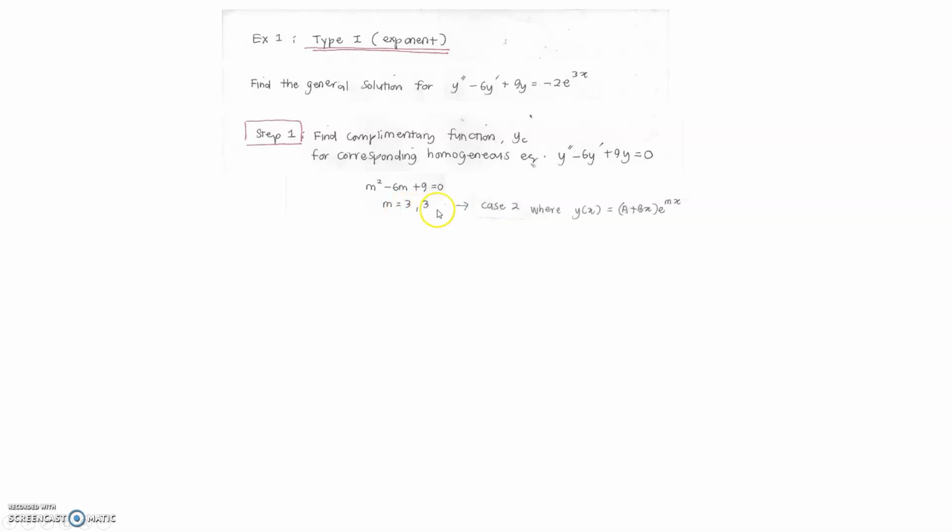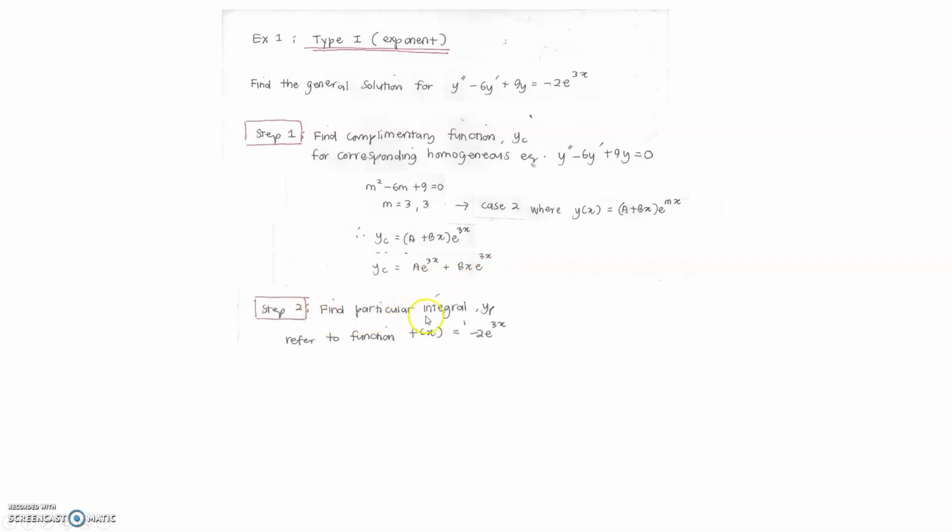This is case number 2, where your solution for the homogeneous equation is a plus bx multiplied with e^(mx). This m value represents the root. So the complementary function yc is equal to a plus bx multiplied with e^(3x). You can expand your equation so that yc is equal to a e^(3x) plus bx e^(3x). Next we go to step number 2.